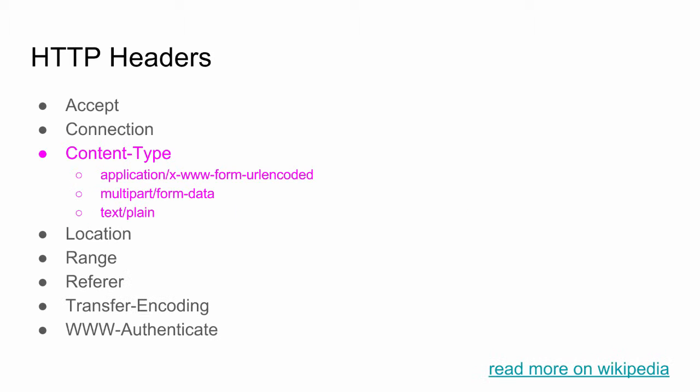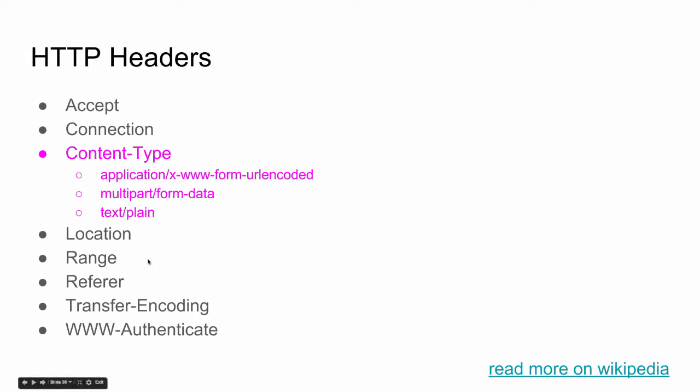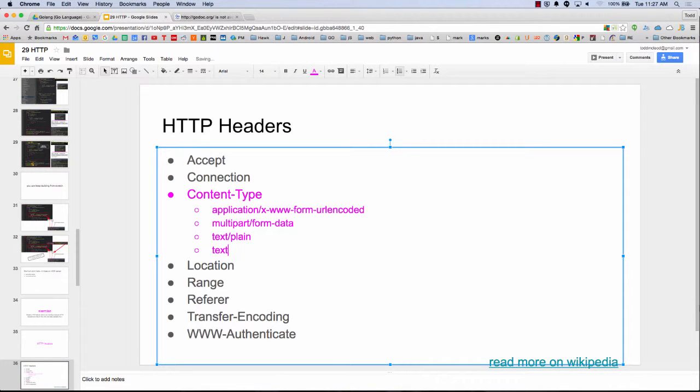HTTP headers. What more do I have to say about that? We're going to explore some of the different headers and what their settings are. So content type: application form URL encoded, multi-part form data, text plain. I could send over just text plain, or I left one out. What's the one for not text plain? Text HTML. Yeah, I'm pretty sure. Let's look.